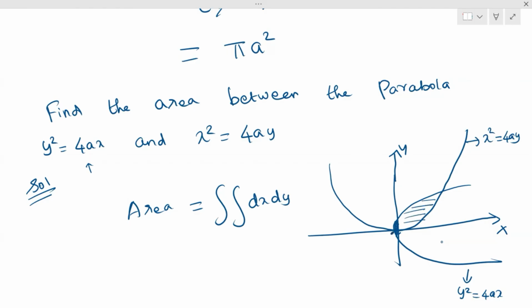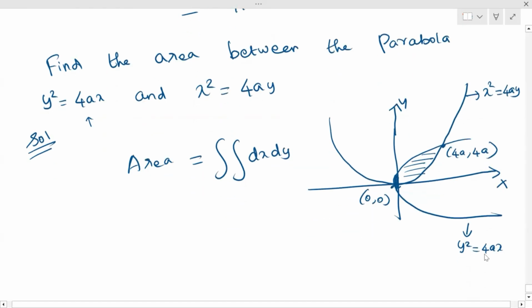Here one point of intersection is the origin. And what is the other point of intersection? When we solve these two equations, we get (4a, 4a). We can find either the y limit or the x limit first. That is our choice.